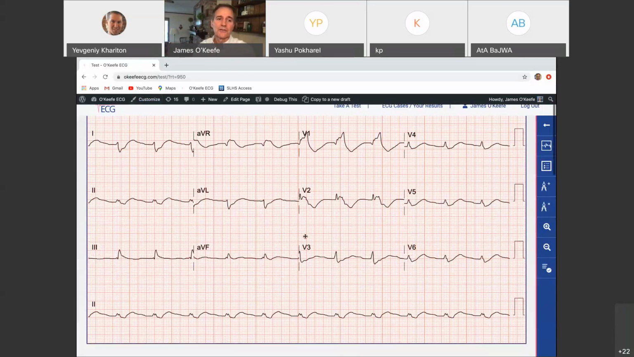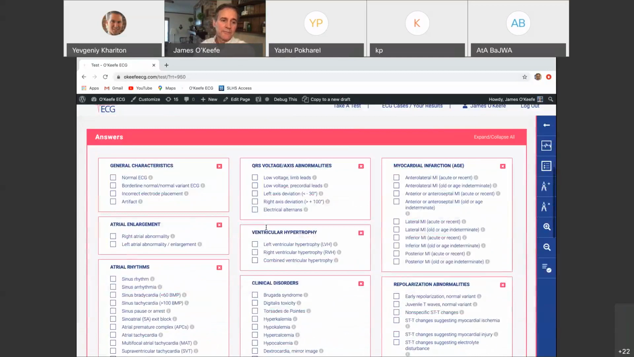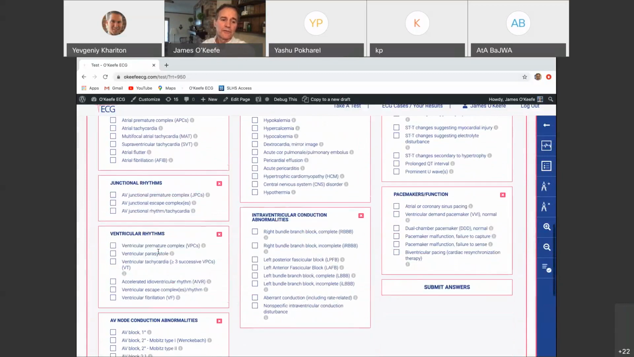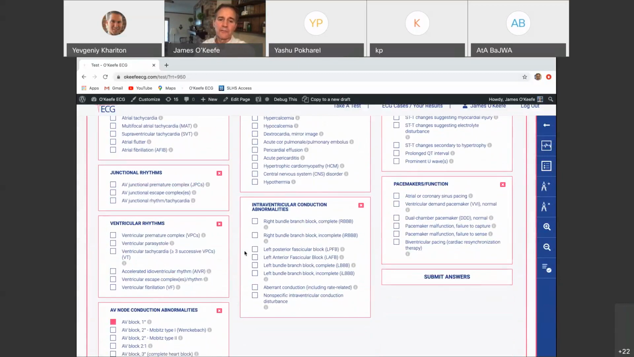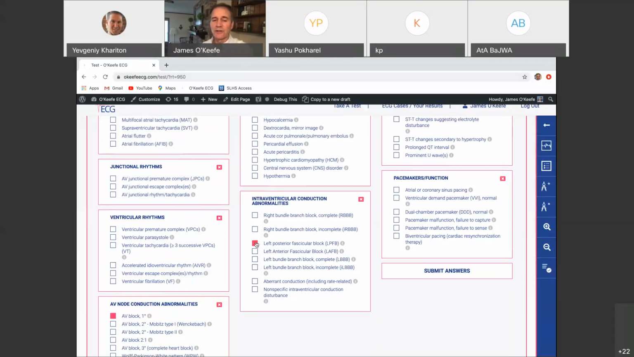So, you'd call the sinus rhythm. You'd call the first degree AV block. And you call the left posterior fascicular block, which you call when you see a right axis deviation more than plus 100 degrees, with no other cause like big R waves in V1, V2 to suggest RVH, or right bundle branch block, extracardiac causes, or limb lead switch. If you don't see that, it's kind of a diagnosis of exclusion, left posterior fascicular block.